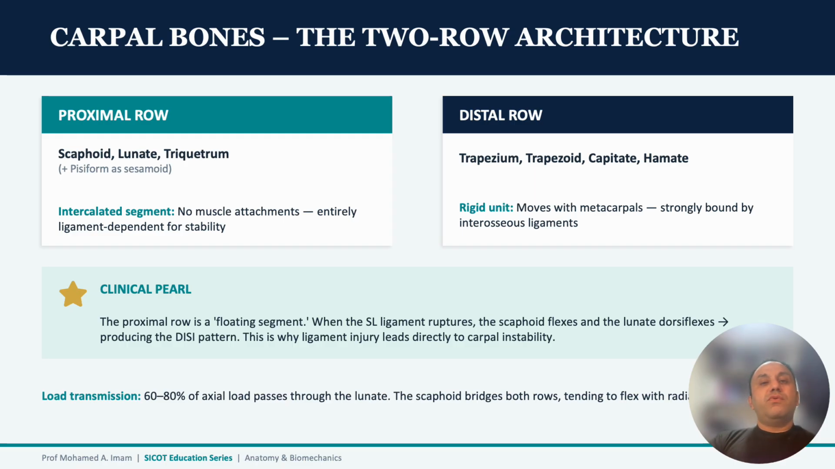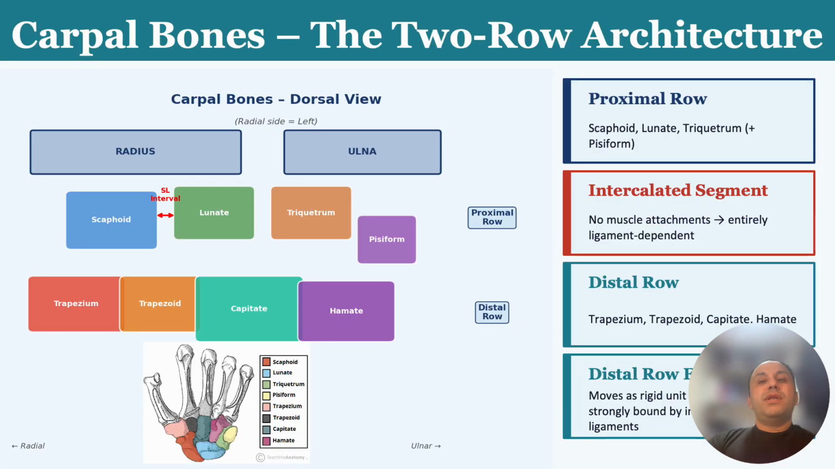Then we have the distal row, formed of trapezium, trapezoid, capitate and hamate, which is tightly connected and always moves as one unit. The proximal row has no muscle or tendon attachment, which means its position is entirely determined by the forces transmitted through it from the ligaments, the geometry of the bones, and the load applied. And this is why ligament injury leads directly to carpal instability.